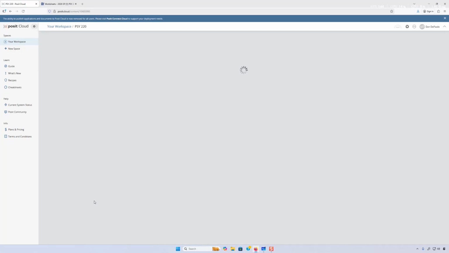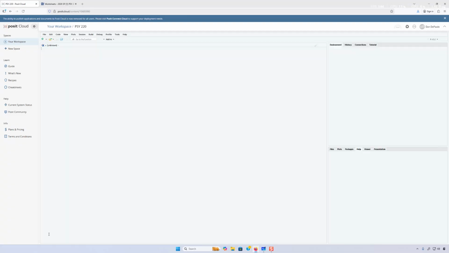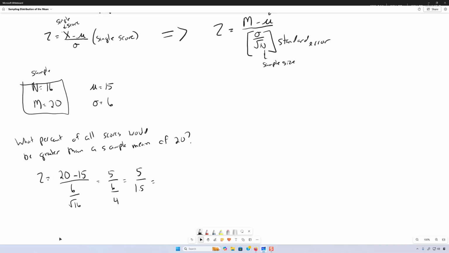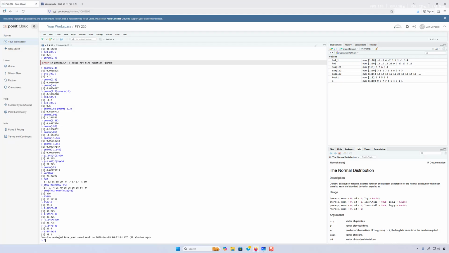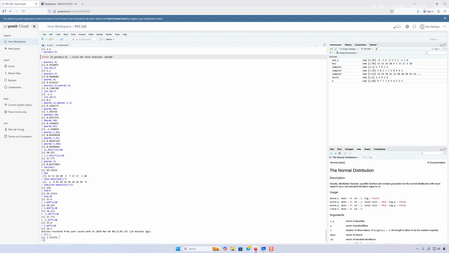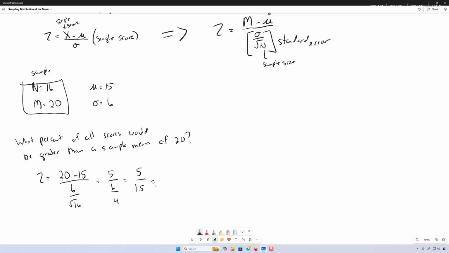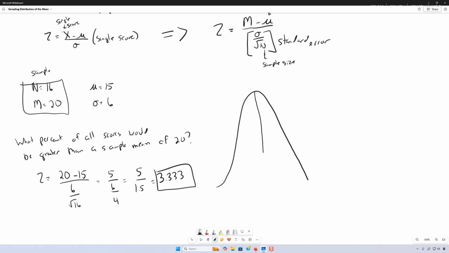Obviously, you have your calculator. I have my calculator. I just like to do it in R because it's easier. So 5 over 1.5 is 3.333 repeated. That's my z-score. And we want to find the percentage of scores greater than this. That's if the table even has it. I don't even know if the table will have that. It's going to be way out in the tail.